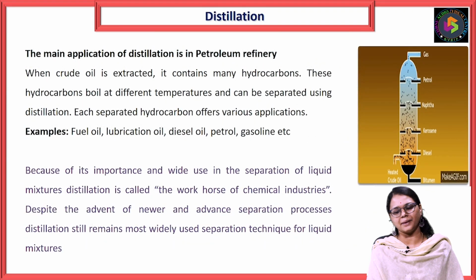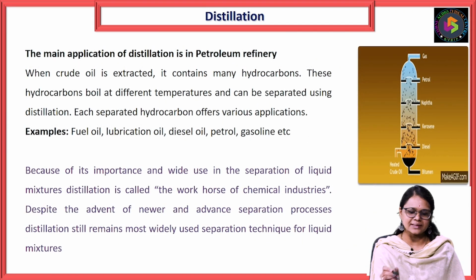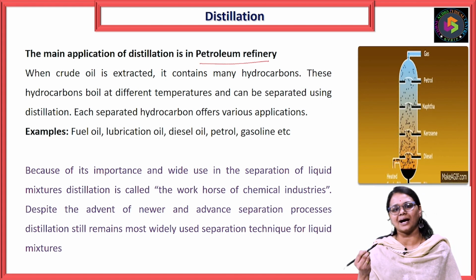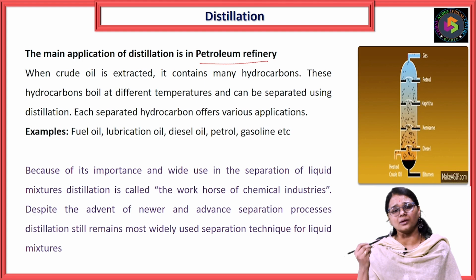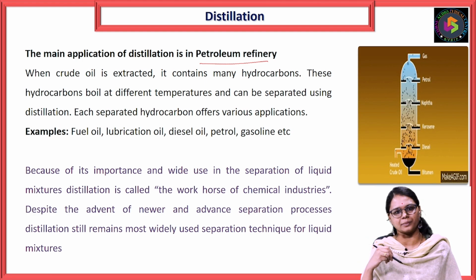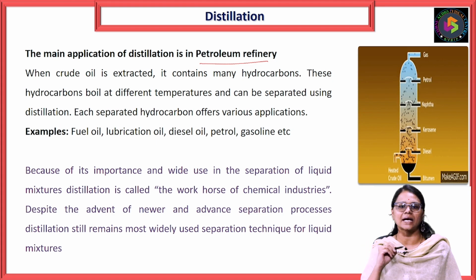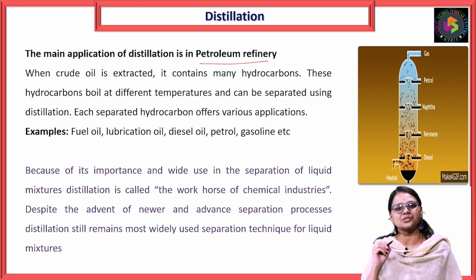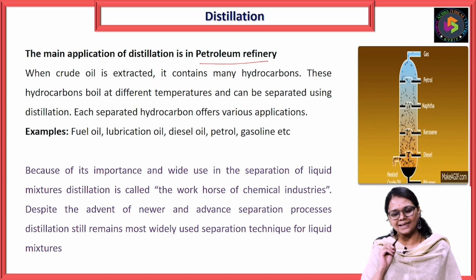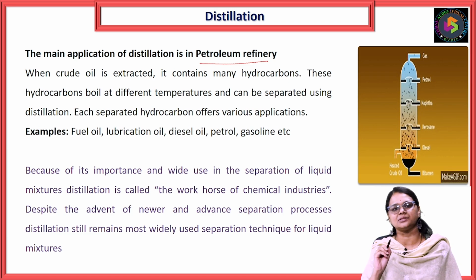The main application of distillation is in the petroleum industry. Petroleum, as we understand, is crude oil having thousands of products in it. It's not easy to separate all the 1,000 components. So they'll go with a type of distillation called fractional distillation, where you can get different fractions of the product. So the key element in the petroleum industry is distillation.